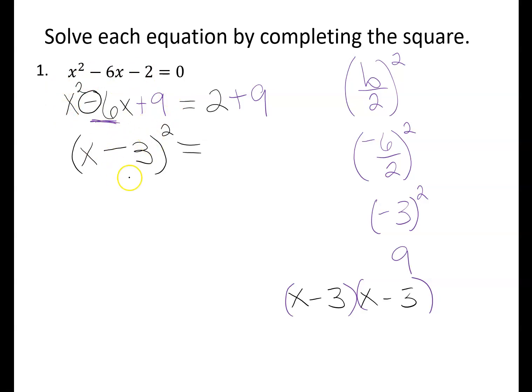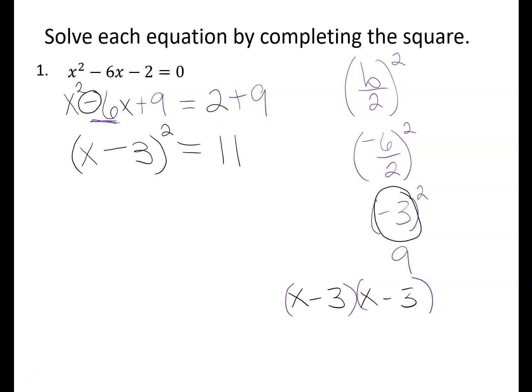Another way that you could determine this negative 3 is it is always half of b. So b was negative 6, half of that is negative 3, which is the number you'll see over here before you square. And you might use that as a check. Okay, then on the right side, we just add the numbers together.